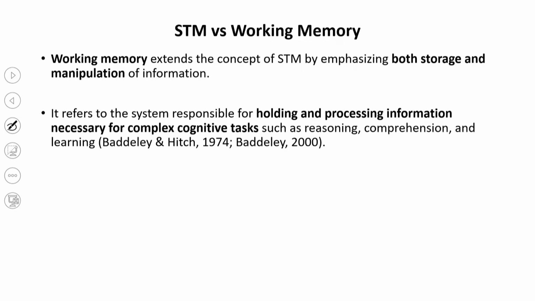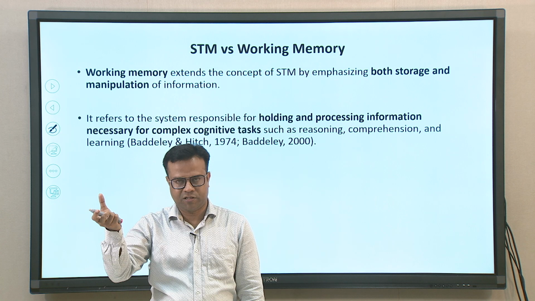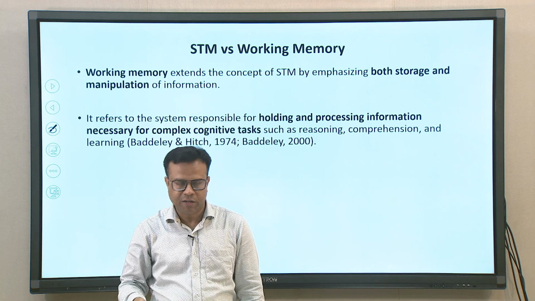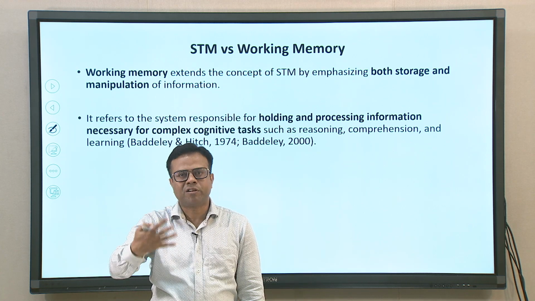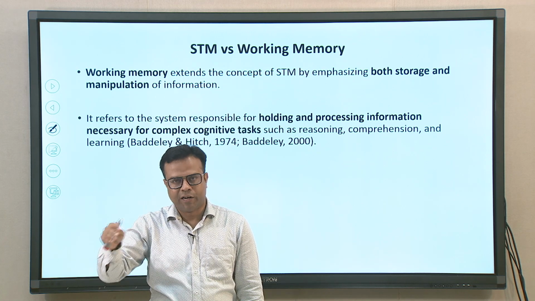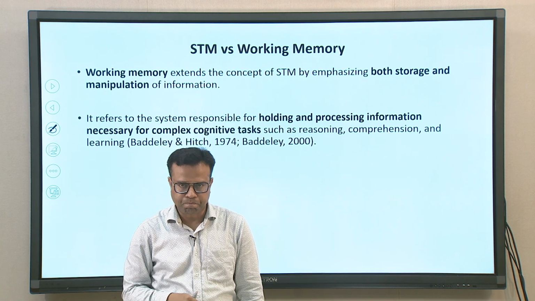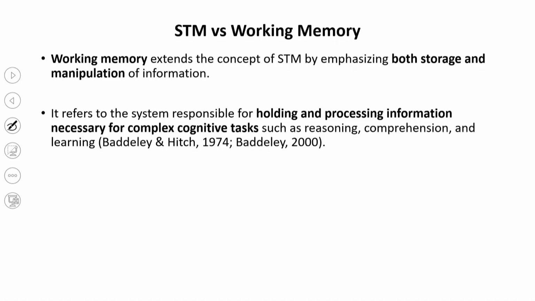So, short term memory versus working memory: we have understood that short term memory was the initial concept, because short term memory could not explain a lot of real life functioning. So, working memory was conceptualized as an extension of short term memory, or you can say short term memory was renamed as working memory in terms of newer evidence. Working memory is used in the concept of storage as well as manipulation of information, holding and processing information for complex cognitive tasks.